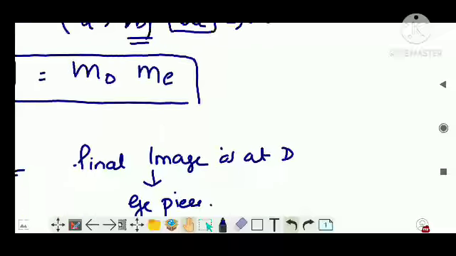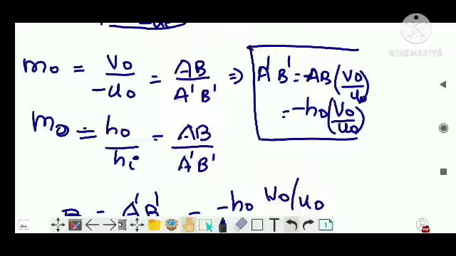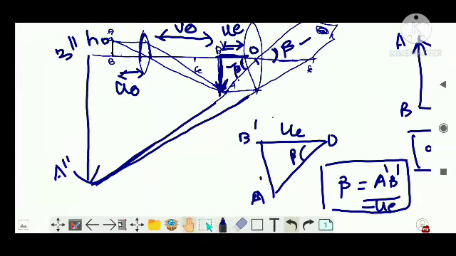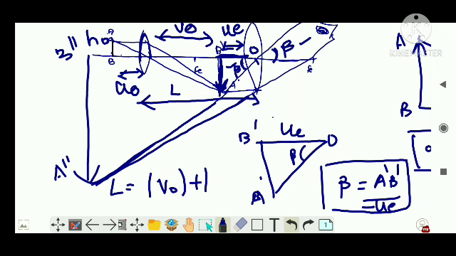Clear? Right? Mark the equations, and of course, you have to understand the derivations. Now, there's another section, that is the length of the tube, or the length of the microscope, which is the distance between the eyepiece and the objective lens. As you can see from the figure, L is equal to modulus v0 plus modulus ue. Length doesn't have a sign.